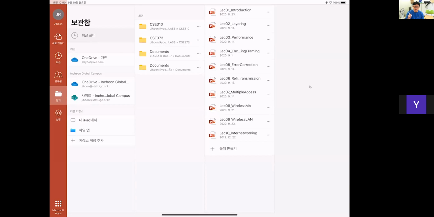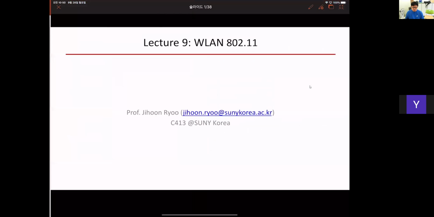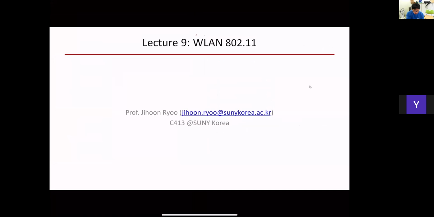So today, for one of the most successful examples of wireless networks, which is Wi-Fi 802.11, we are going to talk about Wi-Fi today. So, wireless local area network. We may say MAN, metro area network, WAN, wide area network, and sometimes PAN, personal area network. All these things have moved to SD-MAN, SD-WAN, SD-PAN, software defined WAN.